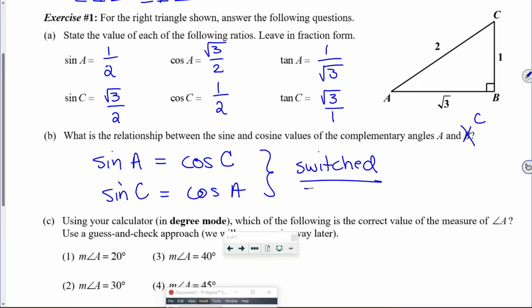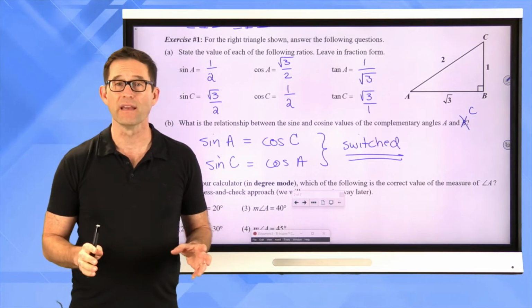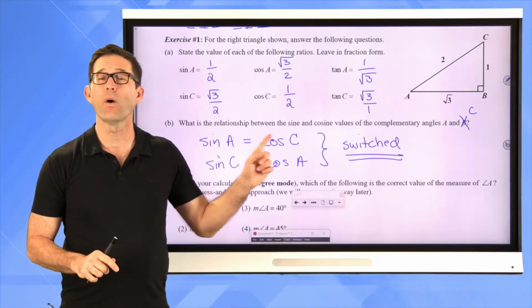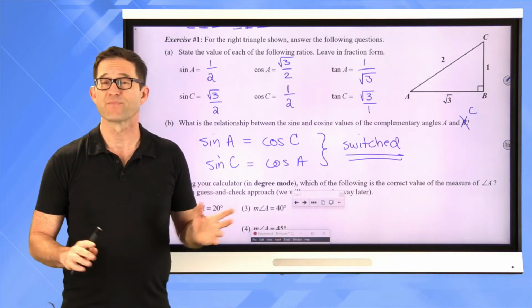All right. And again, that is always true of two angles whose measures add up to 90. Anytime two angles have measures that add up to 90, the sine of one will equal the cosine of the other, just like this.